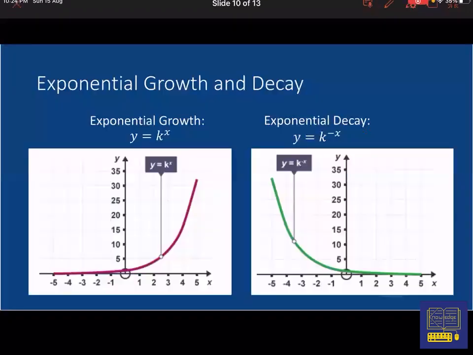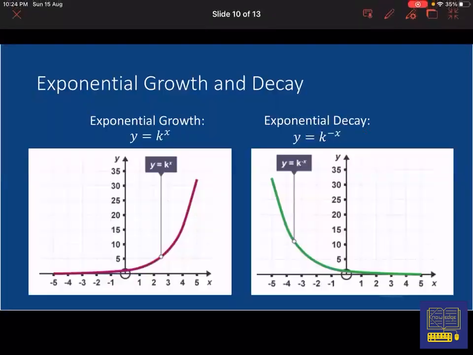Now we're going to look at exponential growth and decay. So exponential growth and decay is the application of exponents and radicals. When something is growing exponentially and not constantly, so if something were growing constantly, then you'd have a straight line, right? But over here we have exponential growth. So it grows to the power of something.